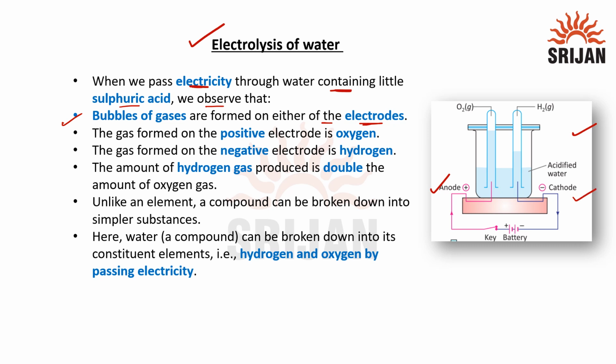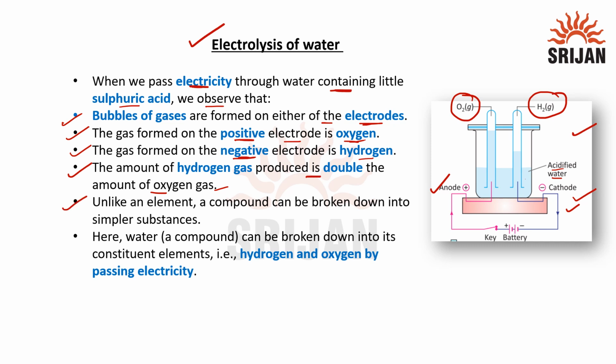These are the two electrodes, which means the gas formed on the positive electrode, that is the anode, is oxygen. See, it is forming the oxygen, you can see here. Now the gas formed on the negative electrode, which is the cathode, is hydrogen. You can see here it is the hydrogen. This is the acidified water which contains the sulfuric acid. Now the amount of hydrogen gas produced is double the amount of oxygen gas. You can see here the amount of hydrogen is double that of oxygen gas, right?